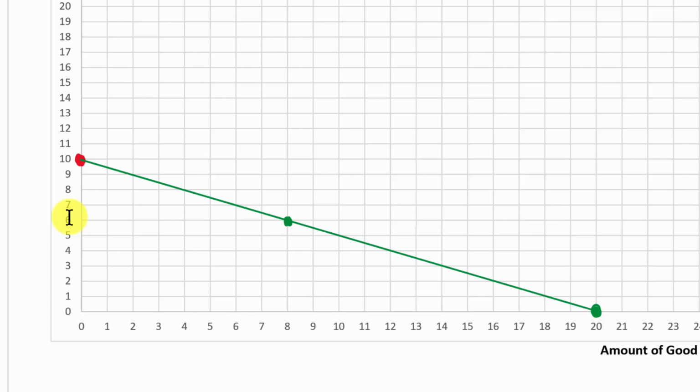6 Y's will be 6 times 20 or $120. So this is another way to spend our $200. Every point along this line is a different way we could spend the money.